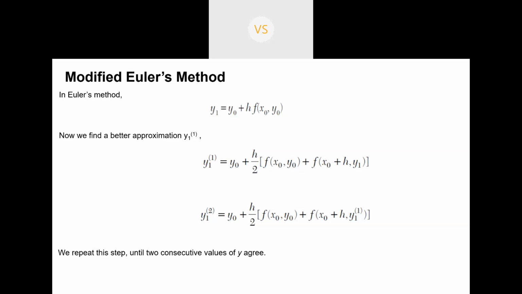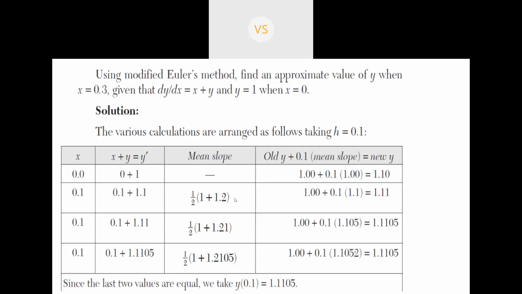Now we'll again start with the ordinary differential equation. In the morning we have seen modified Euler's method. So the formula for modified Euler's method, we had found out y11, y12. Then we had taken the difference. You can see this was the example taken.